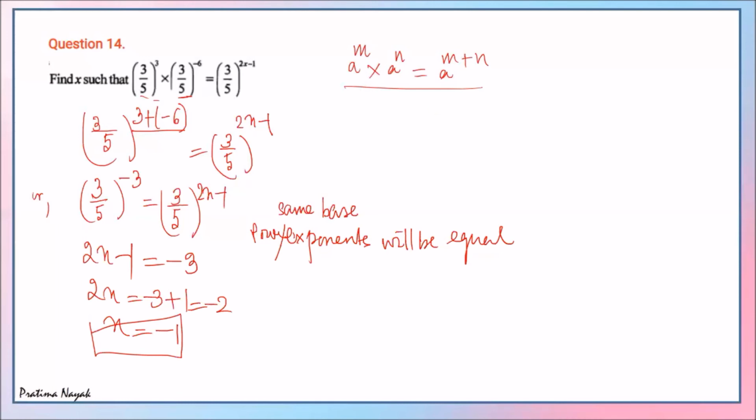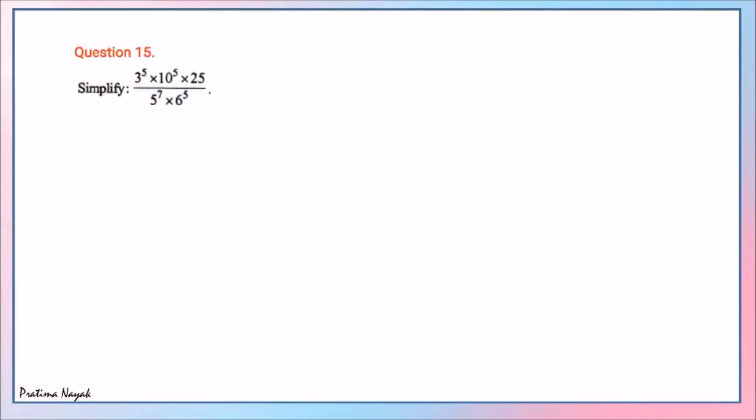I hope you followed. So next we'll go to the next question. Question number 15. Simplify. This is a simplification, so you can do it according to your wish. You can expand all the things, you can find the whole number, and you can factorize also. You can write the factors. Any way you like, you can do it.